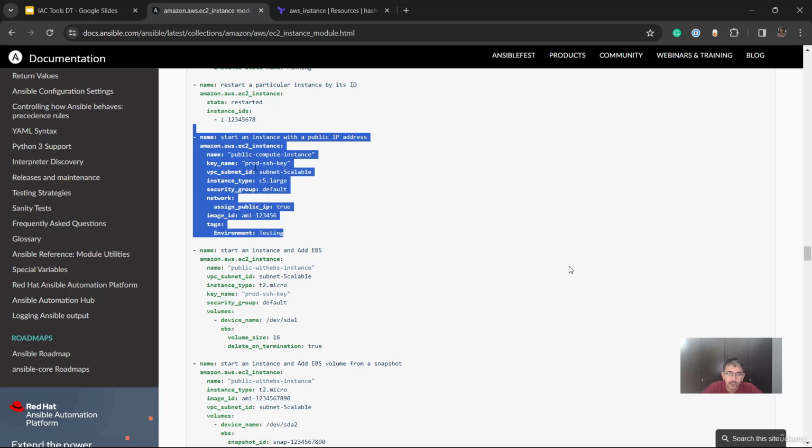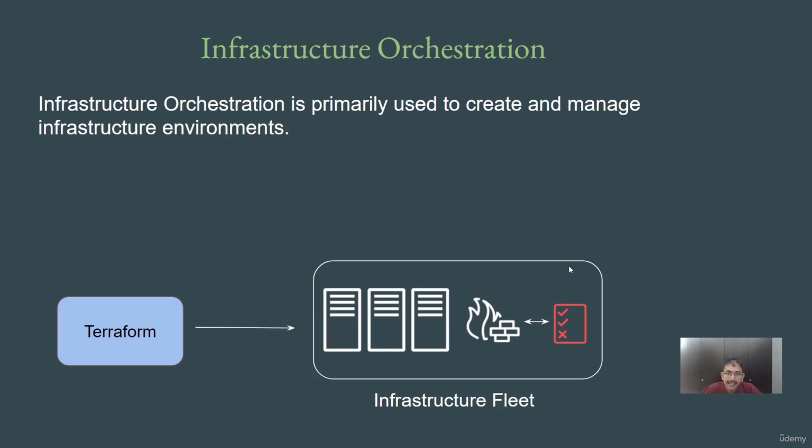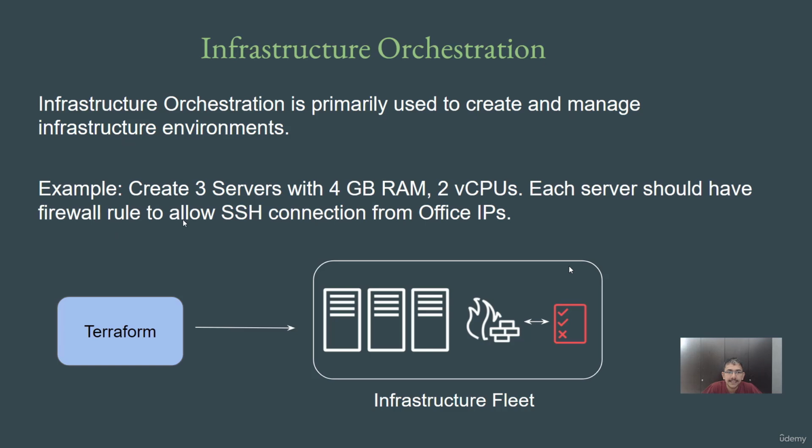The second major category is infrastructure orchestration. The primary aim here is to create and manage the infrastructure. For example, let's say that you have a requirement to create 3 servers with 4 GB of RAM, 2 vCPUs. Each server should have a firewall rule to allow SSH connection from office IPs and so on. So here we are dealing with the raw infrastructure. We are not dealing with the configuration inside the system.